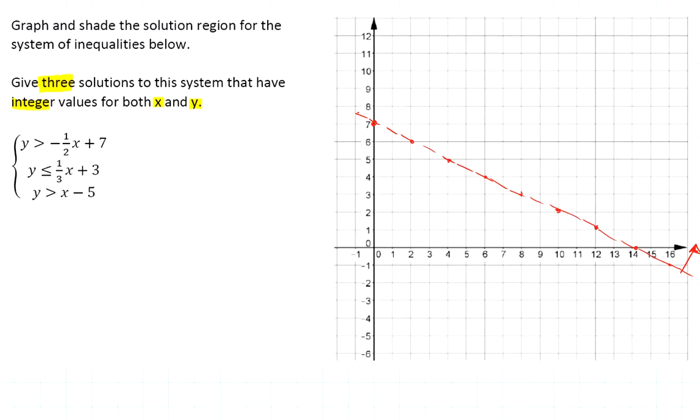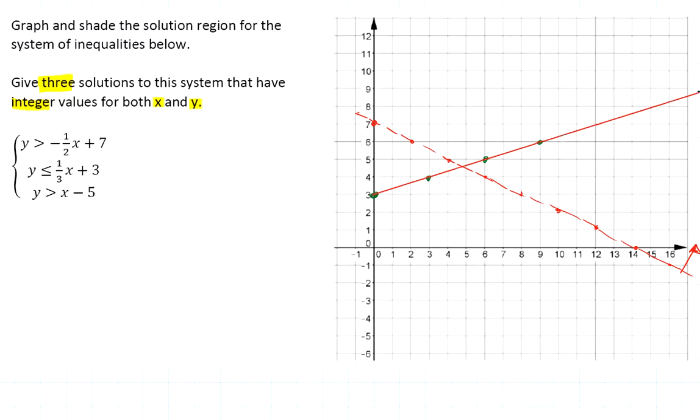Let's go to another color pencil. So the next one is y's are less than or equal to 1/3 x plus 3. So here's my y-intercept at 3. It's nice that these are all in slope-intercept form already. And I'm just going to go up 1 and over 3 units, and then up 1 and over 3 units, up 1 and over 3 units. And this gets to be a solid line, right? So I can go ahead and grab my line tool. And I'm just going to go ahead and graph this line.